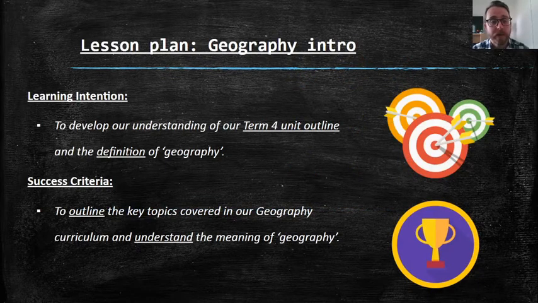Lesson plan for today. Learning intention is to develop our understanding of the Term 4 unit outline. So what are we doing in Term 4? And then to define the term geography. Some of you might know what it means, some of you might think you know, and some of you might have no idea. So we're just going to work on improving our understanding of geography before we start geography. Success criteria is to outline the key topics covered in our geography curriculum and to understand the meaning of geography. What does that term mean?